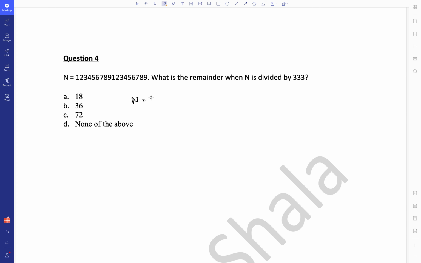So what is n? n is 1 into 10 raised to power... How many digits are here? First of all, let's say there are 18 digits in total, 9 digits here, 9 digits here. So 18 digits in total, which means after 1, there are 17 zeros.